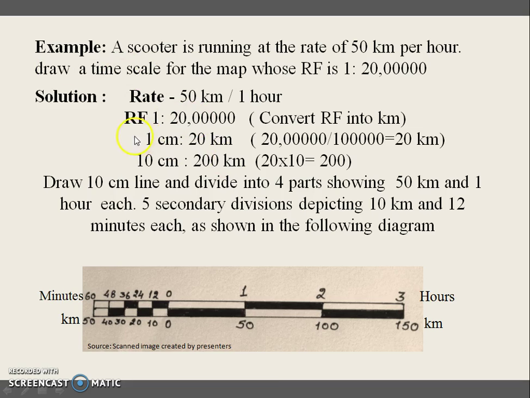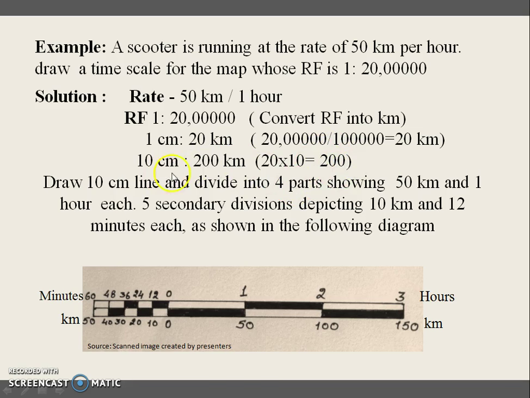So, 20 lakh divided by 1 lakh. The answer is 20 kilometer. This means for 1 centimeter of map distance, the ground distance has been covered is 20 kilometer. Now, suppose we decide length of line as 10 centimeter. We need to calculate total ground distance for 10 centimeter map distance. So 10 into 20, which is 200 kilometer.